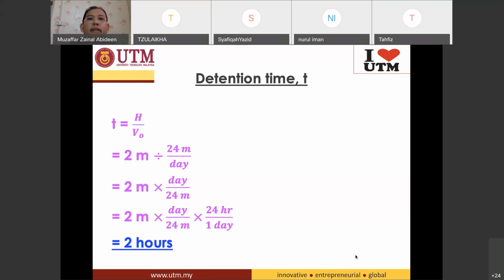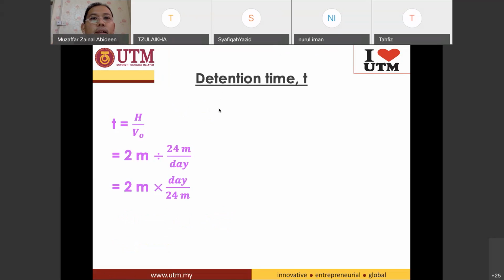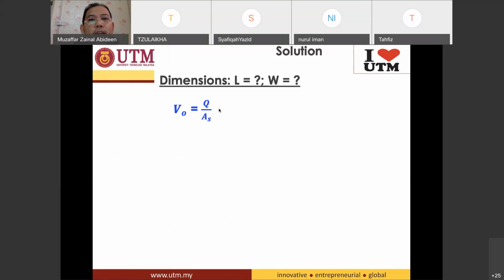The question asks about the detention time, which we have already obtained. They also ask you to find the length L and the width W of the sedimentation tank. We know that V naught is equal to Q divided by AS. The Q was given, 20 MLD.